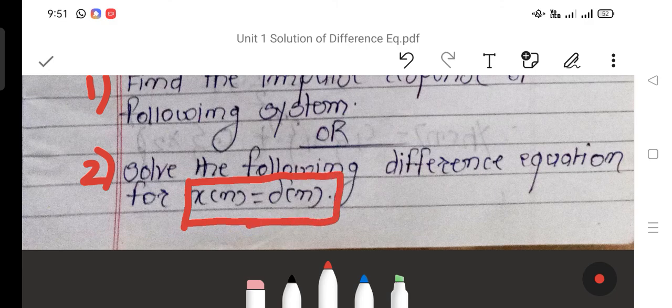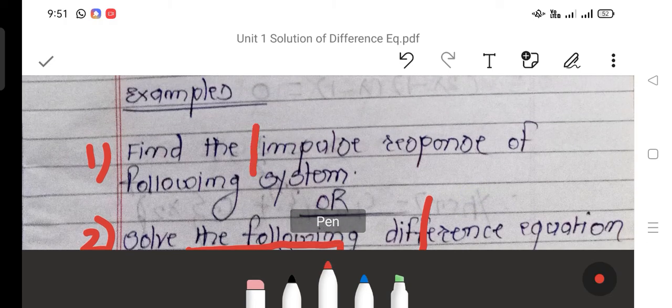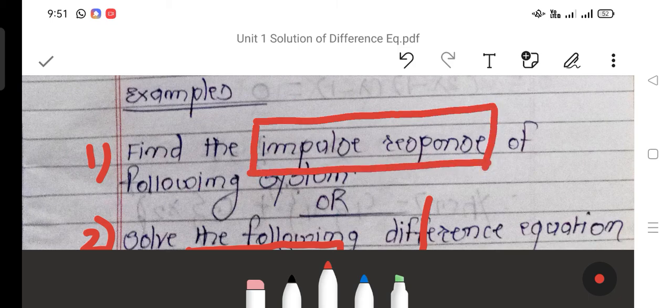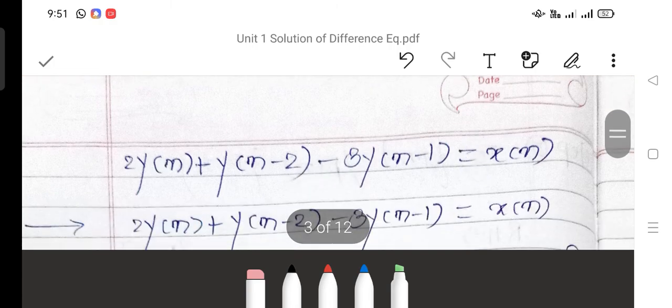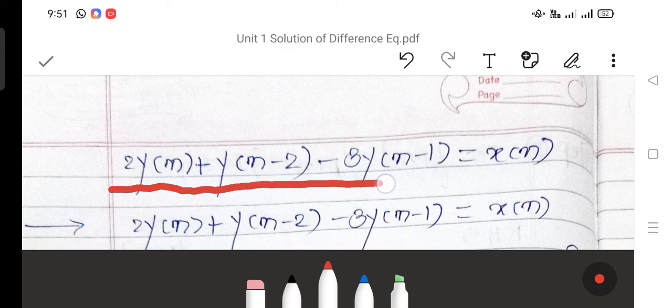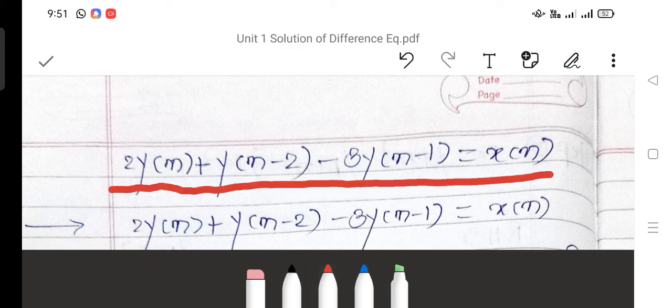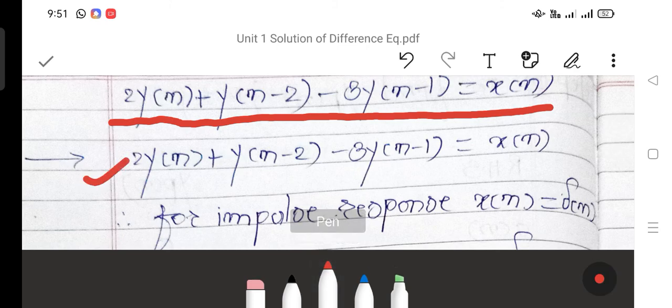And the next thing we have to note down is the impulse response. What is the difference equation that we will see? So this is the difference equation given to us, that is y of n minus 2, minus 3 y of n minus 1, and x of n. So first step is we have to write the difference equation as it is. We have done this. This is step 1. In step 2 we have to see which response we have to calculate. Here the impulse response we have to calculate.